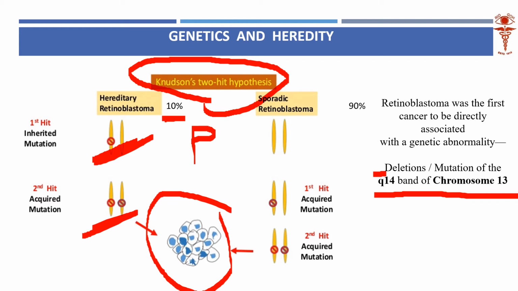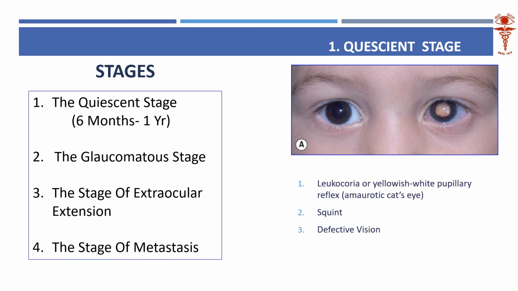But if you see, in the 90% of sporadic cases, the first hit and second hit are both acquired, because I told you there is no familial base in sporadic cases. So this is the hypothesis, Knudson's two-hit hypothesis, which tries to explain the changes that happen in the 13q14 chromosome.